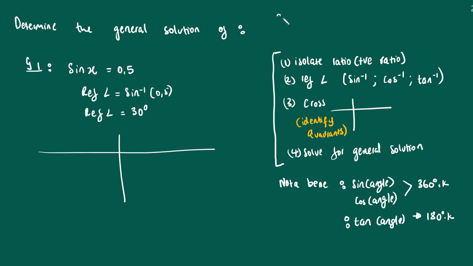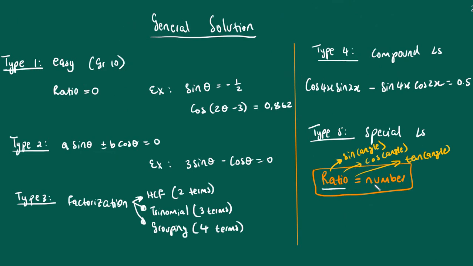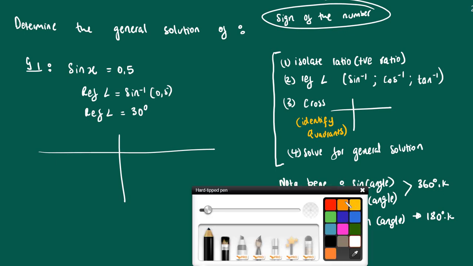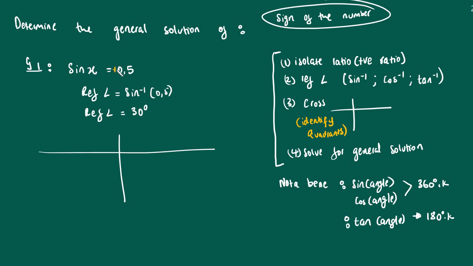It is the sign of the ratio, or the sign of the number, right? Remember, we're saying the general solution is a ratio equal to a number. The sign of this number will tell you the quadrants. And you look at the step just before you found the reference angle. Then you look at the sign of that number. The number there is positive 0,5. So we can safely say that the sign here is positive.